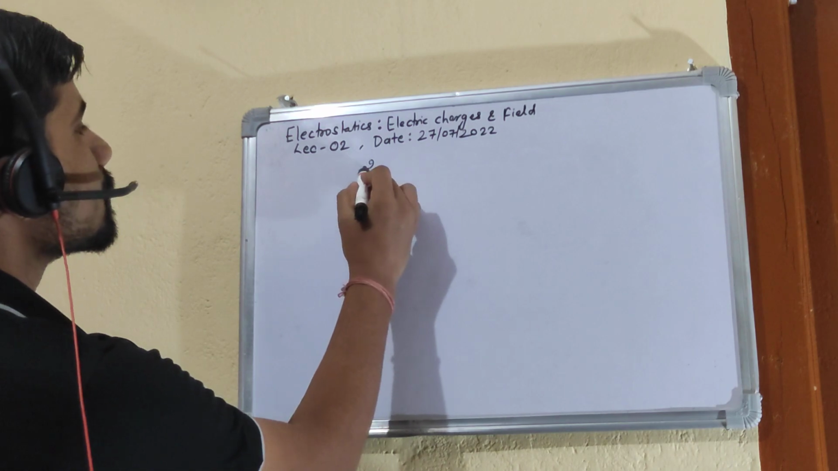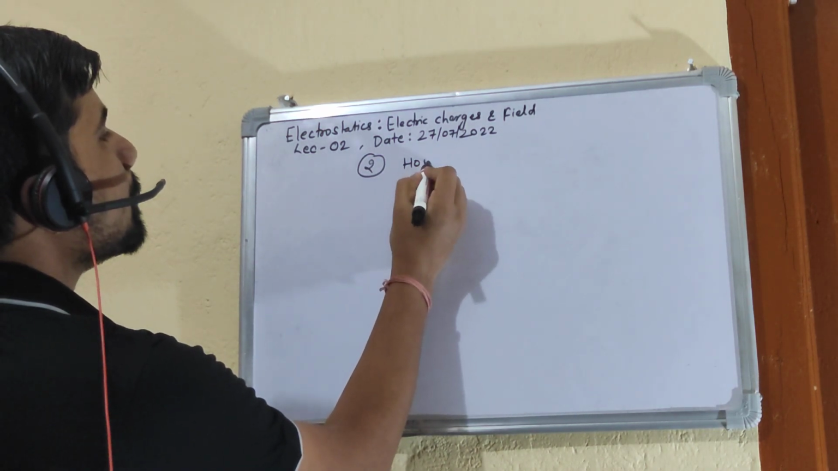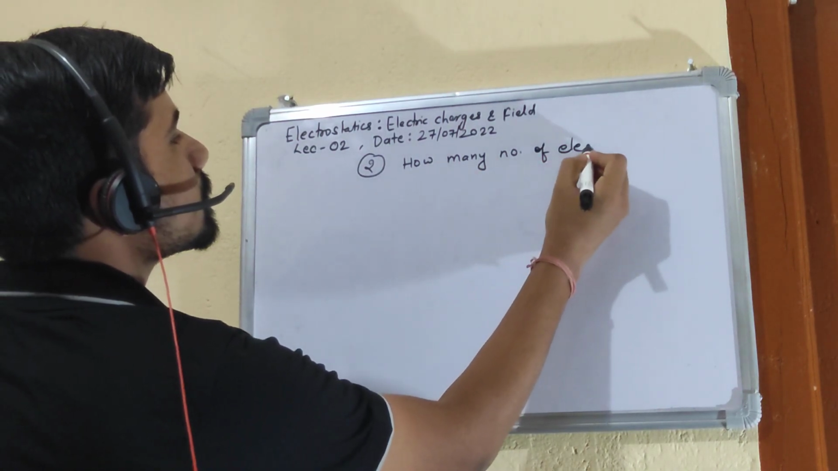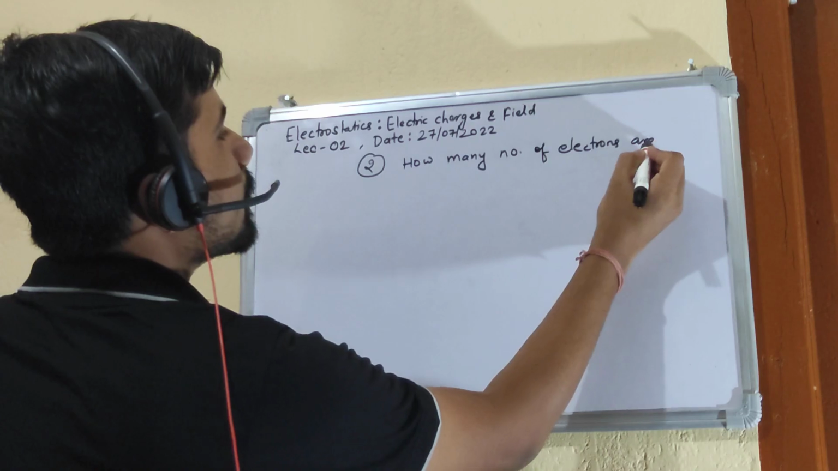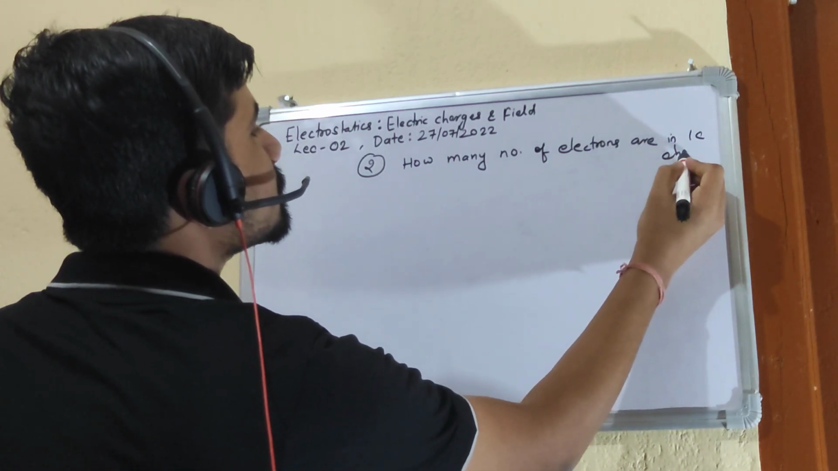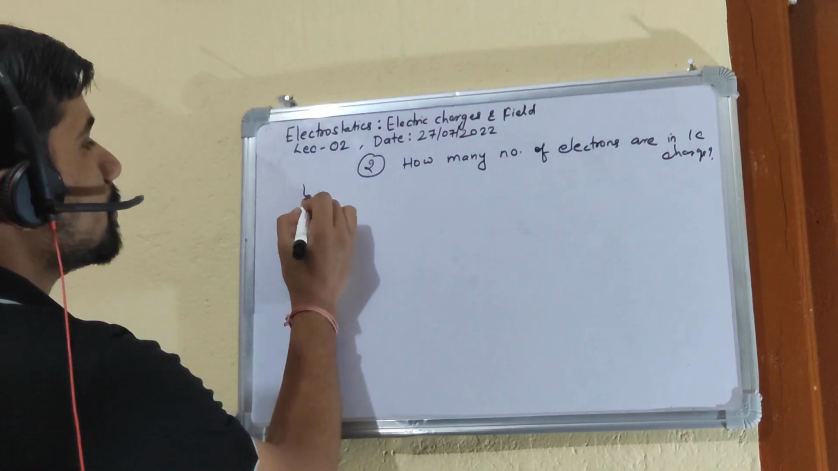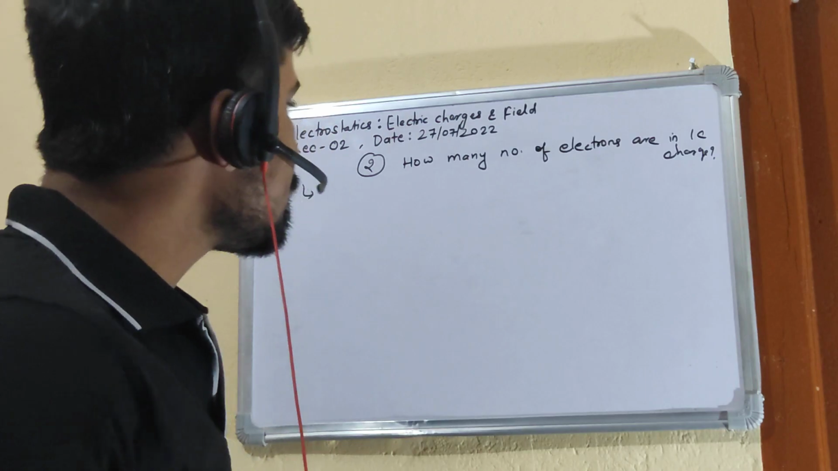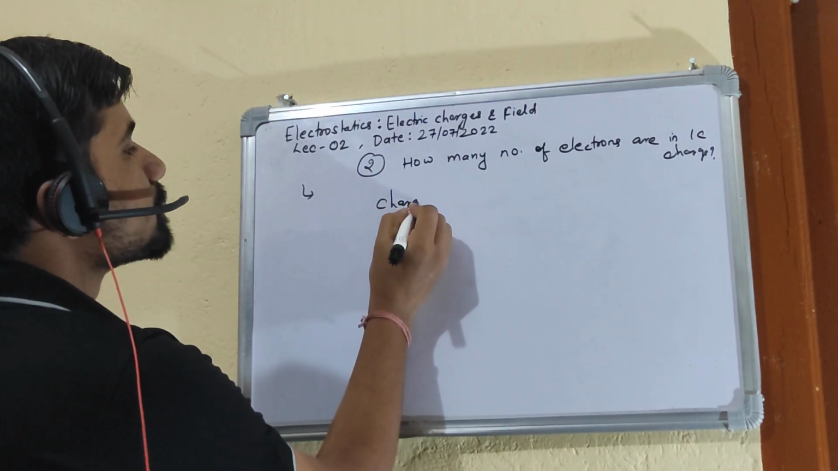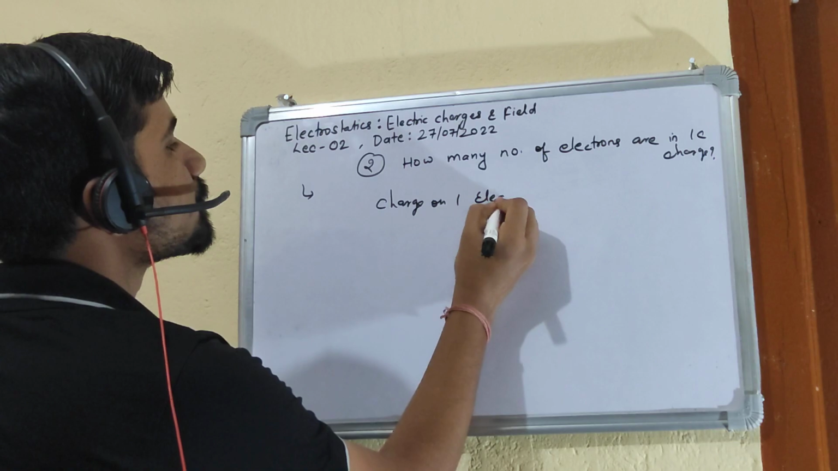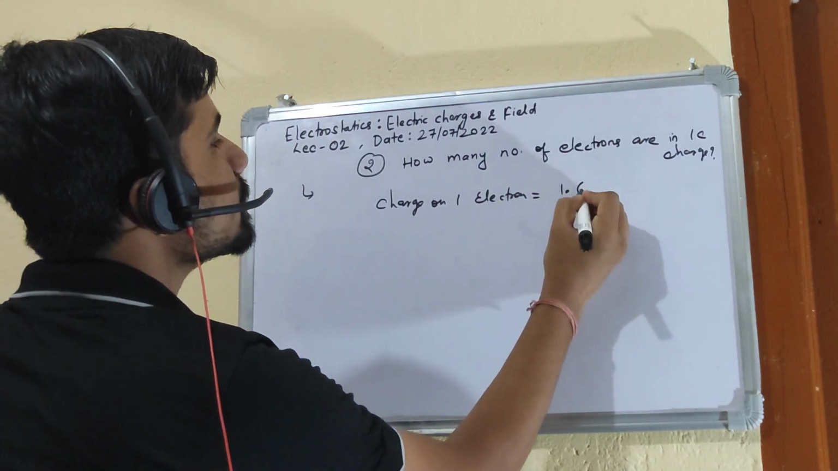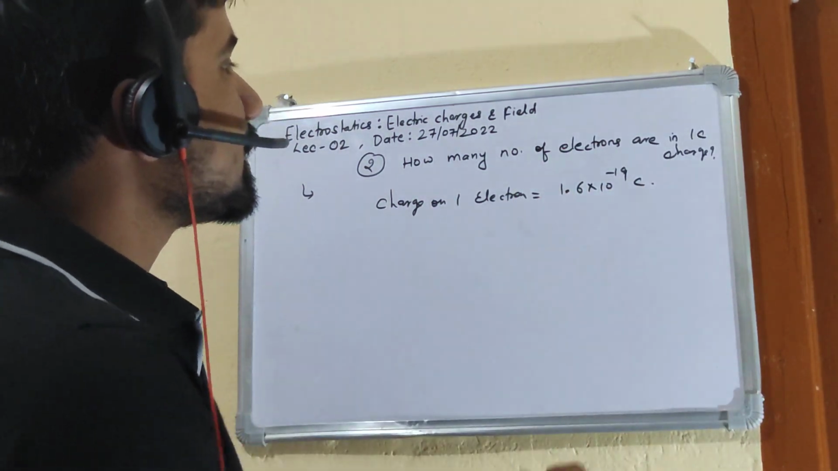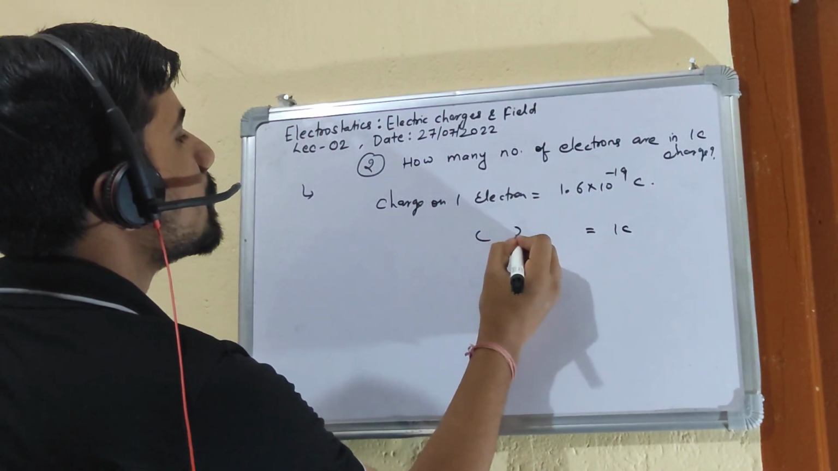So the second problem was, how many electrons are in 1 Coulomb charge. This is again a very simple problem. As I already discussed, the charge on one electron is 1.6 into 10 to the power minus 19 Coulomb. So now I need to find out how many electrons there will be in 1 Coulomb, right?